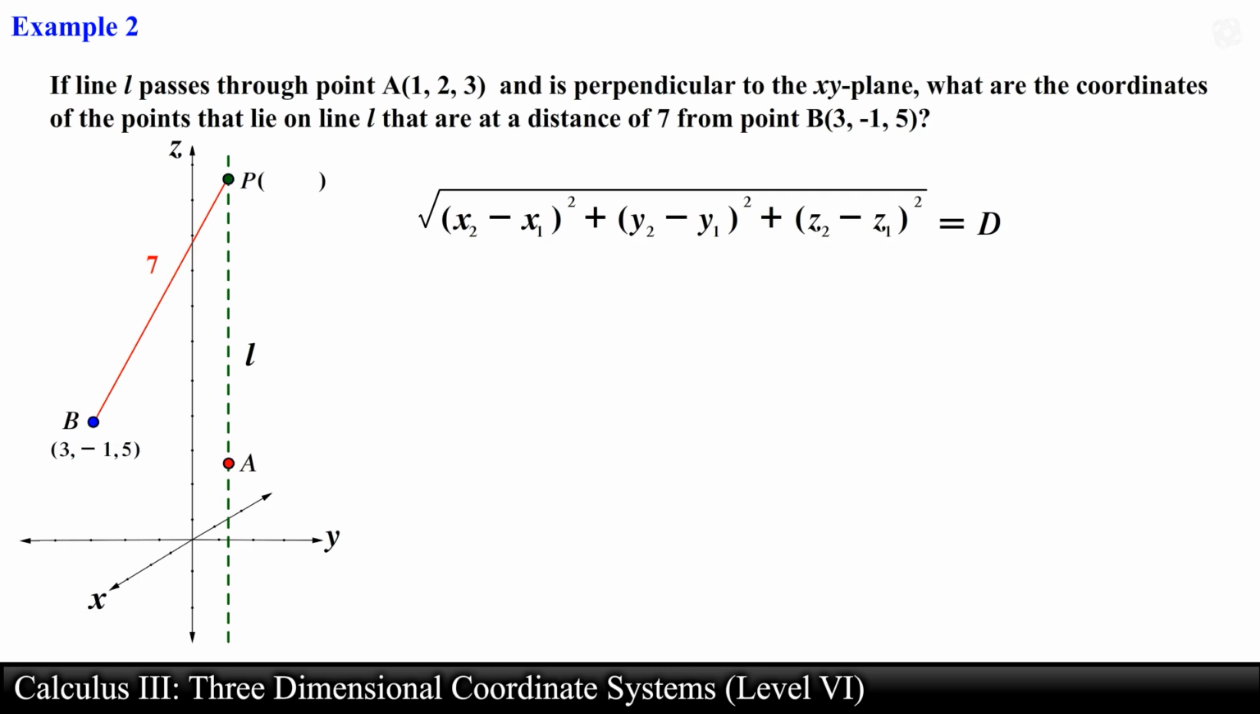Now, notice that we know the coordinates of point B. They are 3, -1, and 5. But how about the coordinates of point P? Well, let's take a closer look at the diagram.